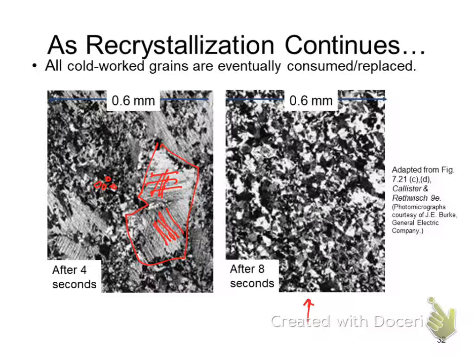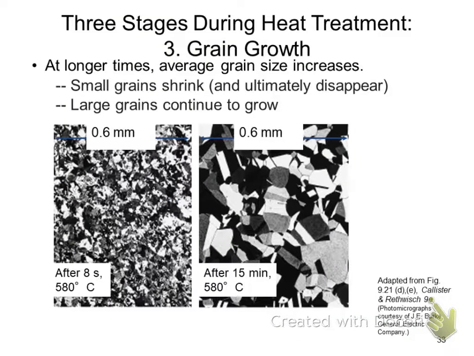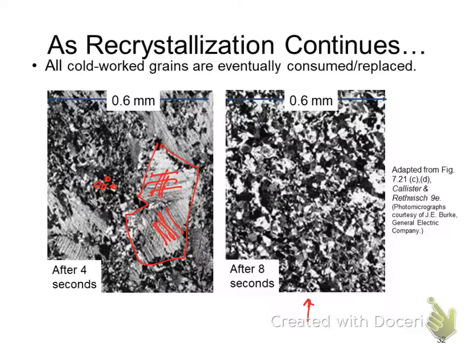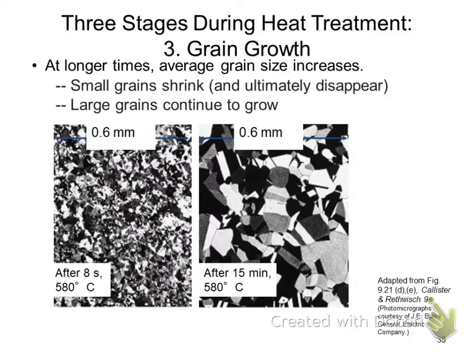And finally, we have grain growth, where after we started, this one is after 8 seconds, and then those little crystals begin to grow. The atoms in some of the adjoining ones will join up with another one, and they'll all become aligned and they'll grow larger and larger. So the longer you hold it at that elevated temperature, the bigger the grains will be. Small grains shrink and large grains continue to grow. So these are our 3 stages during heat treatment or annealing.